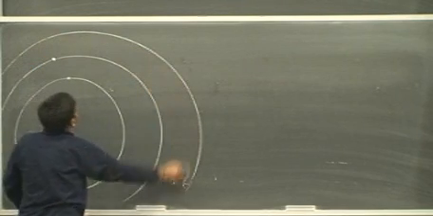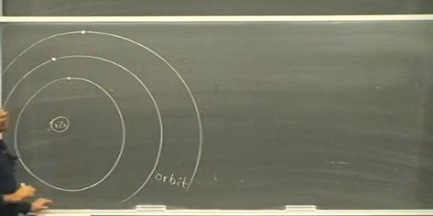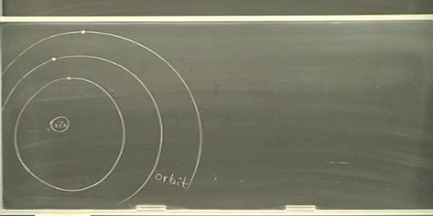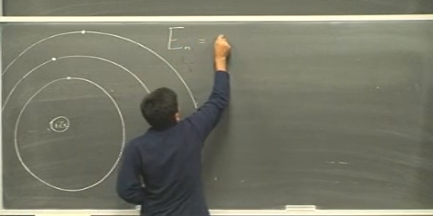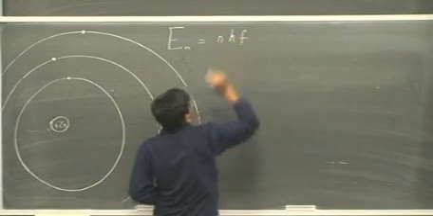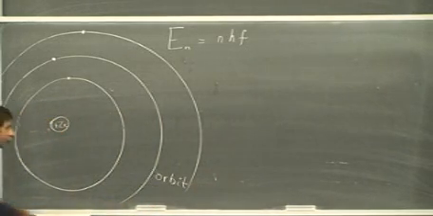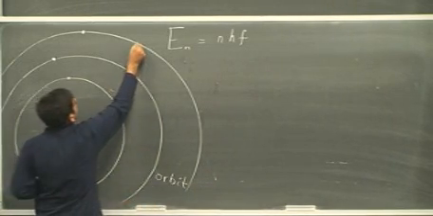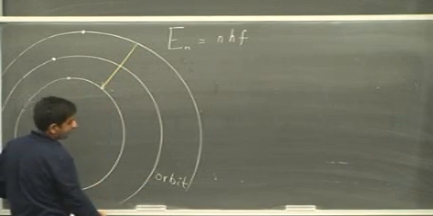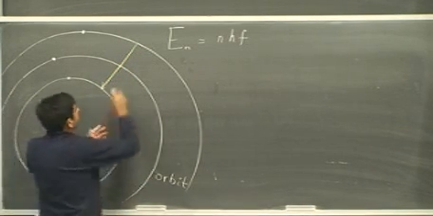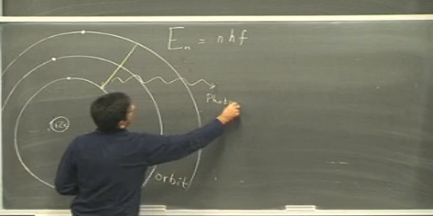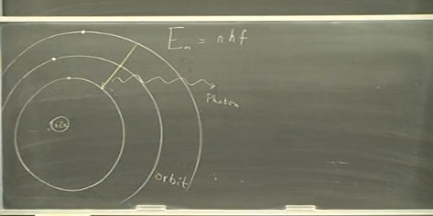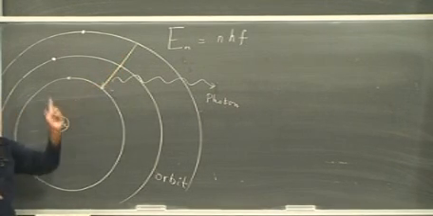So you have different orbits and an electron belonging to one orbit has a constant energy, and that energy is given by E_n. And whenever an electron makes a transition from one orbit to the other, a photon is emitted. Einstein had already shown that photons exist. So a photon is emitted whenever a transition takes place. And the energy carried away by the photon is equal to the difference in energies between the two levels.